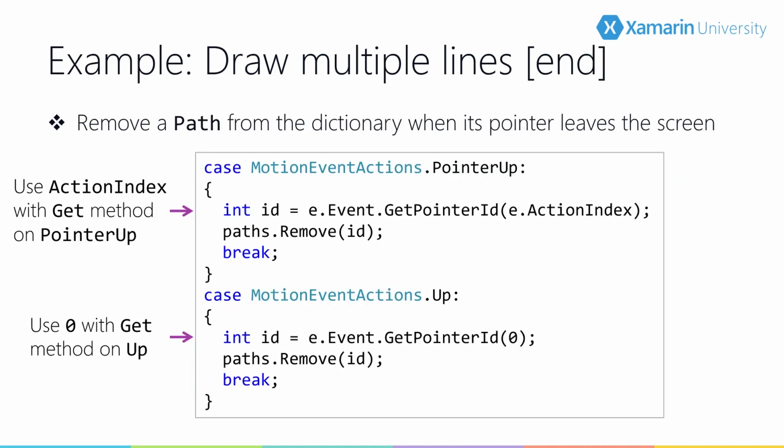For the pointer up and the up actions, you retrieve the pointer ID and use it to remove the corresponding path from your dictionary. The code for the pointer up and the up actions is similar. They only differ in how they access the event data. Again, the pointer up action needs to use the action index, while the up action uses a hard-coded index of 0.